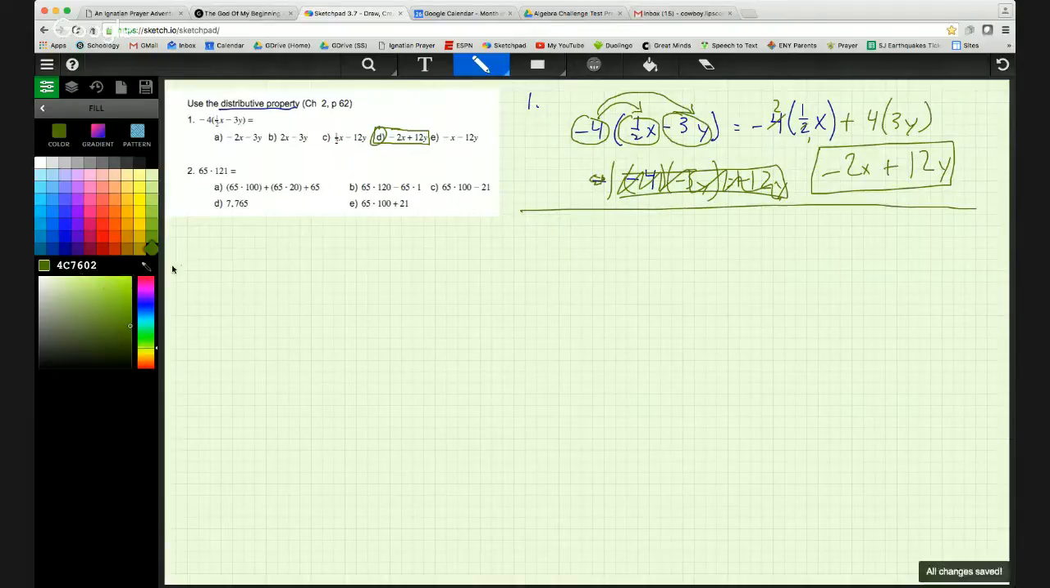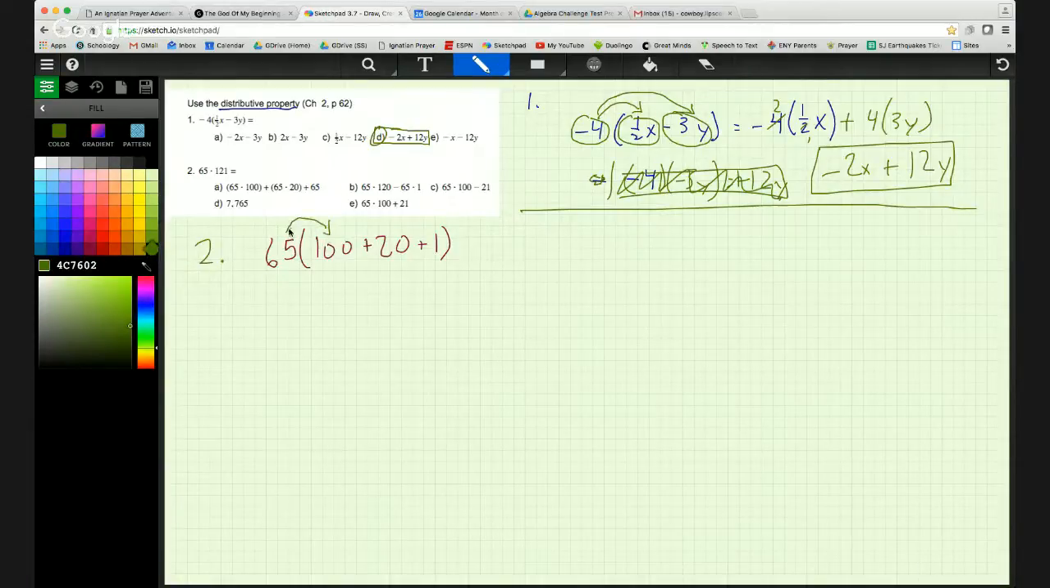Okay, let's move on to number 2. There's a lot of ways to look at this, but notice it comes with distribution, so that gives you the hint. If you have good number sense, you can think of this 121 as being broken up as 100 plus 20 plus 1. If you have that insight, you have 65 times (100 plus 20 plus 1), and you can immediately see the answer when you apply distribution.